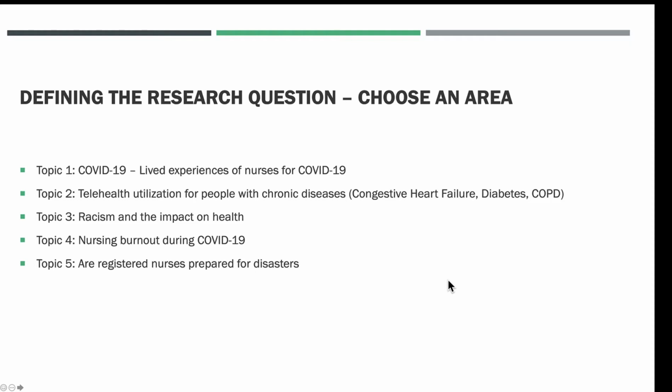Topic 3 is racism and the impact on health. Topic 4 is nursing burnout during COVID-19. Topic 5 is, are registered nurses prepared for disasters?